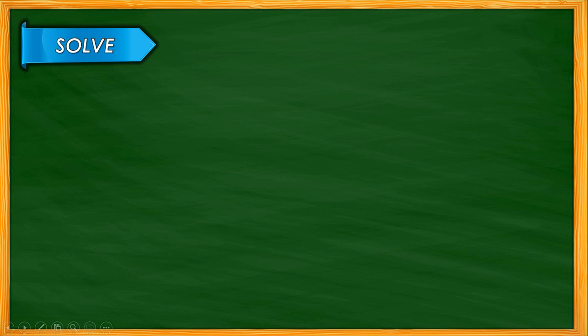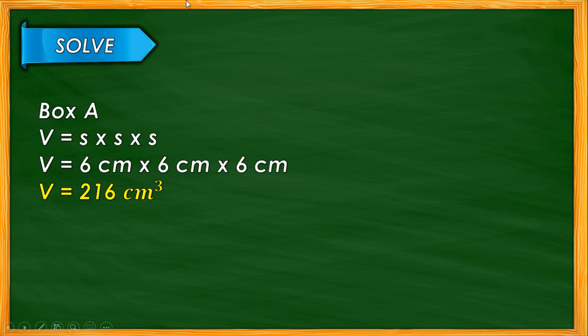So let's solve first the volume of box A. This would be the formula. Substitute it. The value of the edge is 6 times 6 times 6. We have 216 cubic centimeters. So this would be the volume of box A.